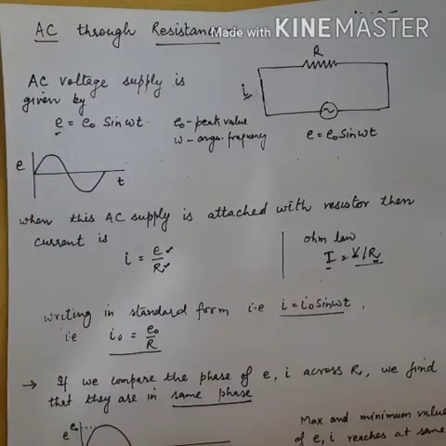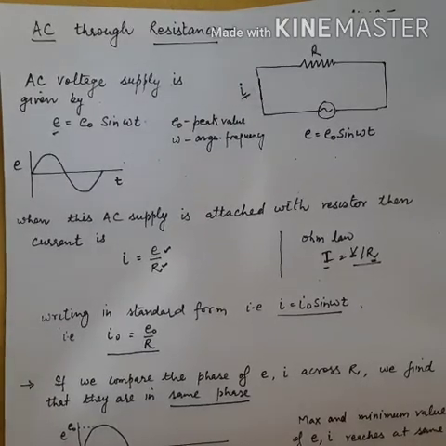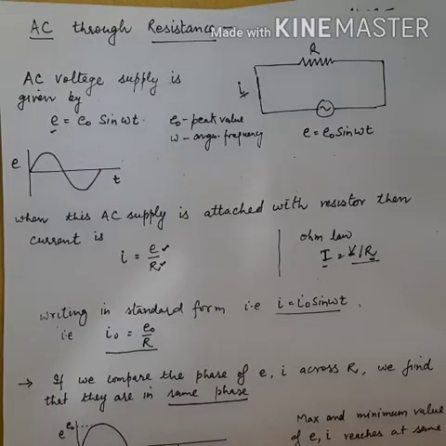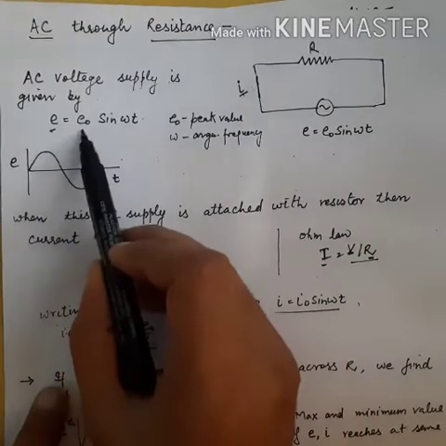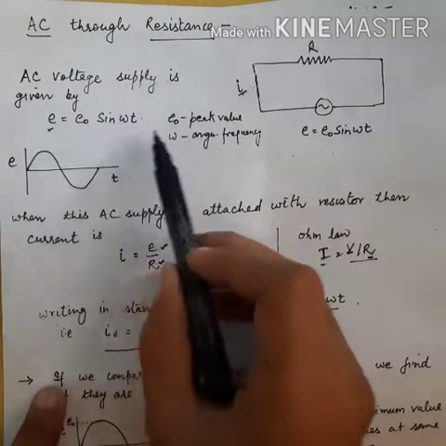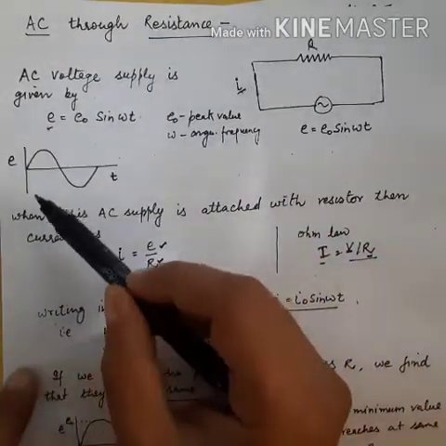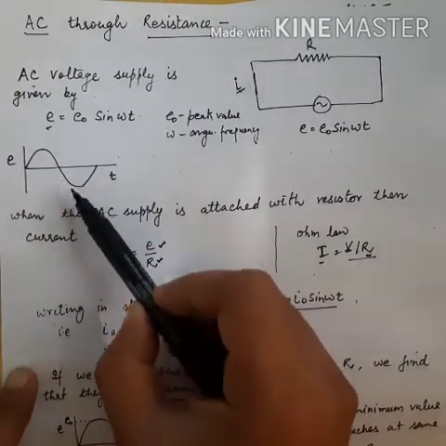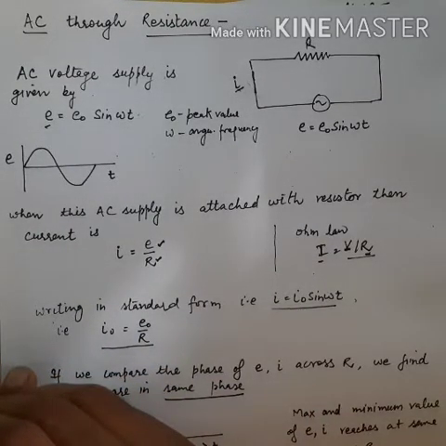In this video, we will discuss how the resistance behaves when AC is fed through it or supplied through it. Now, we know that alternating voltage is given by E is equal to E naught sine of omega t, where E naught is the peak value and omega is our angular frequency. If you see graphically, the alternating voltage changes continuously with time and changes its polarity after a definite interval of time.